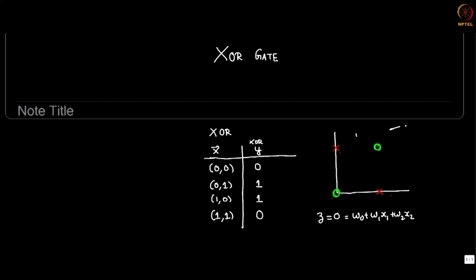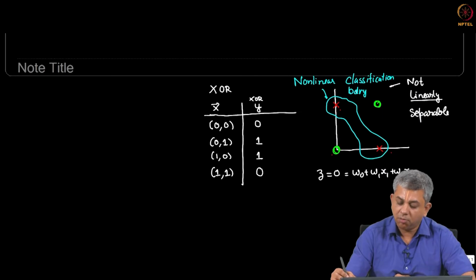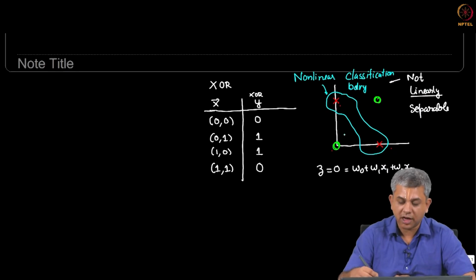This case is called, this is not linearly separable. Please notice the word linearly. We can of course make classification boundaries that are non-linear. For example, this would be a non-linear classification boundary. But linearly these two classes cannot be separated.